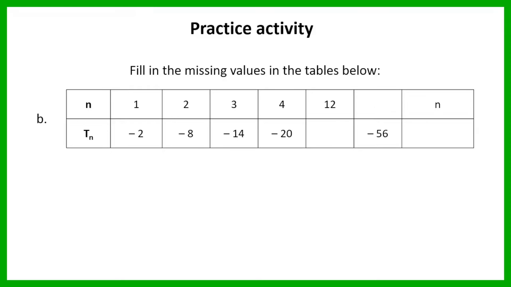Okay, next one. So in this one, we have got negative 2, negative 8, negative 14, negative 20. Then you have to find the 12th term. You find out which term is equal to negative 56, and you have to find the nth term. So again, I recommend finding the nth term first. I'm going to give you 2 minutes again to work on this table.